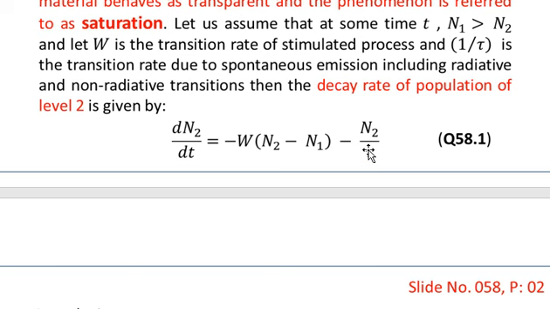1 over tau is the transition rate for the spontaneous emission. So this third term is the spontaneous emission term with the negative sign, because it will tend to decrease the population of level 2. So two processes will decrease the population of level 2. One is the stimulated emission process, which is minus WN2, and the second one is the spontaneous emission process, minus N2 over tau. And the population of N2 will increase due to the term which is plus WN1. So all the terms in equation number 58.1 are explained.